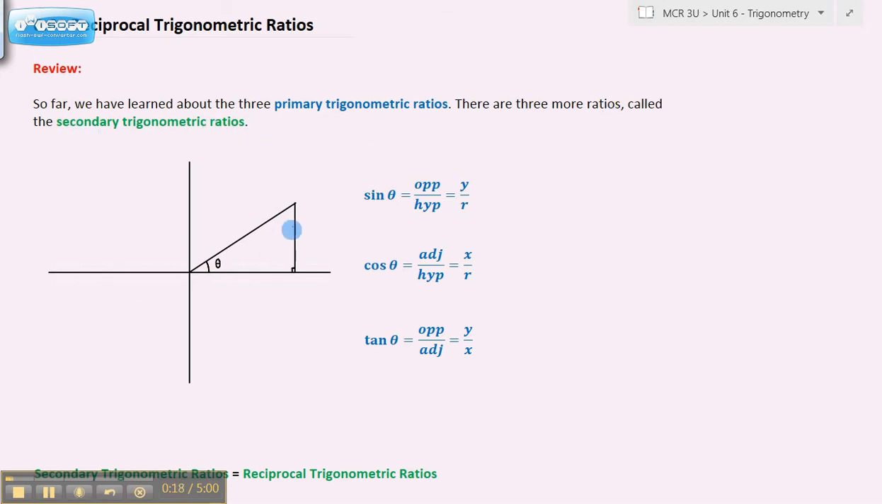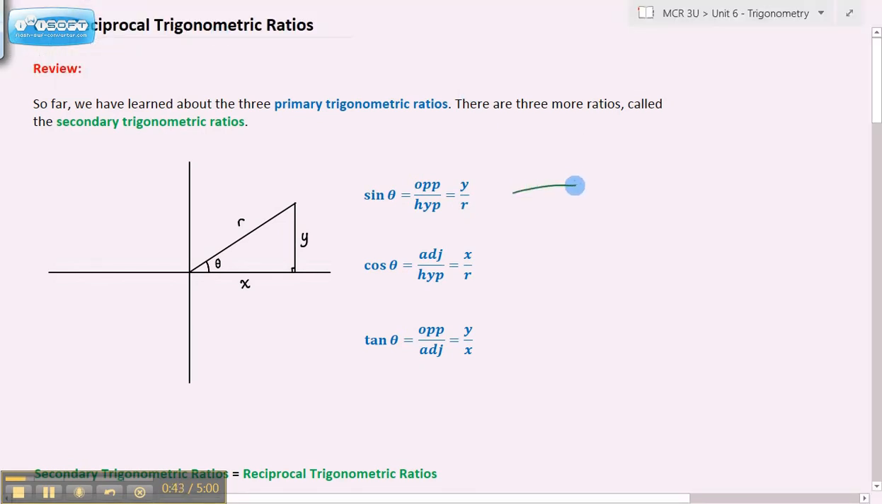So here's a Cartesian grid, and here's my right angle triangle inside my Cartesian grid. If I were to label, according to my trigonometric ratios, y, x's, and r's, here's my x, here's my y, and here's my r. So sine of theta is the ratio of y over r. Now I'm going to teach you the secondary trigonometric ratio.